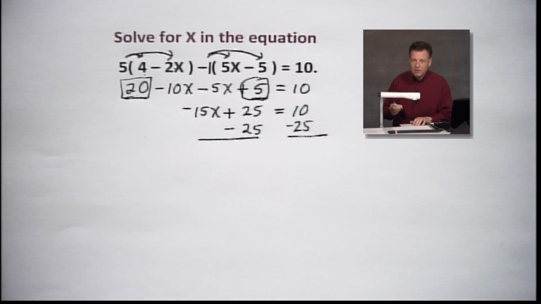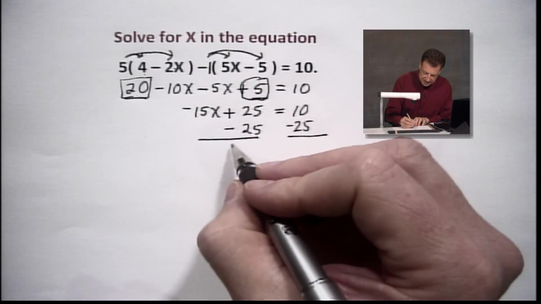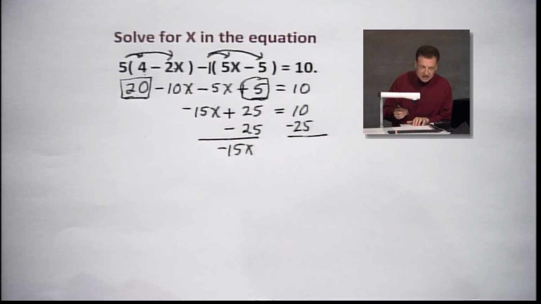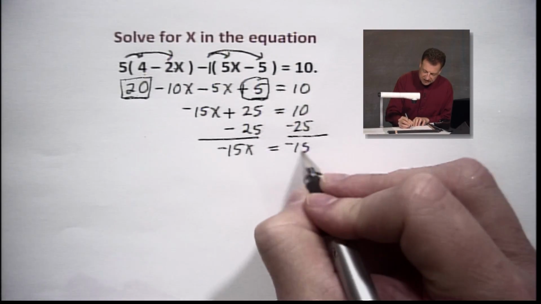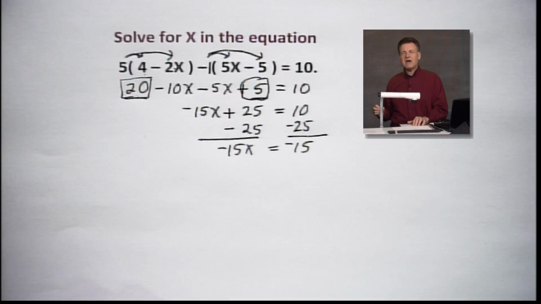That's what we call the subtraction property of equality. It simply says, do the same thing to both sides. Whenever you do one thing, you have to do the other. I have a negative 15 as a result of 10 minus 25. We're in the hole there.